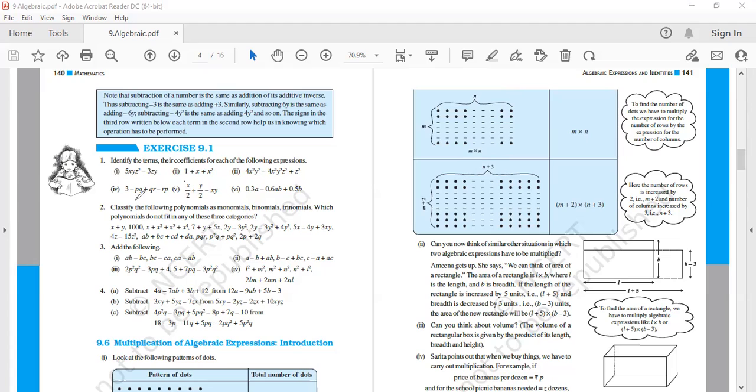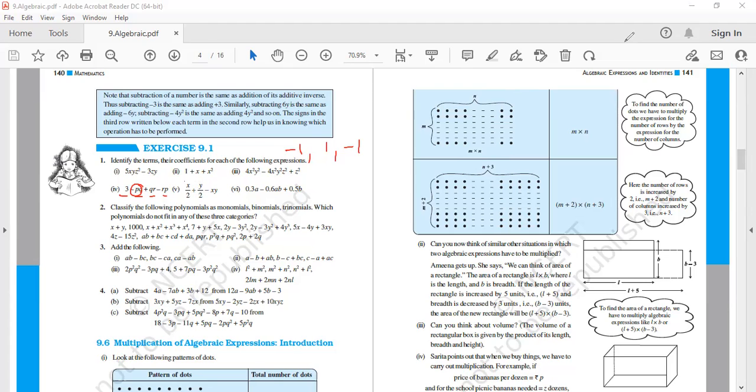Similarly, in the fourth one, the terms will be 3pq, minus pq, qr, and minus rp. There are four terms. Now the coefficients: that is minus 1, this is a constant. So this is minus 1 plus qr. These are the terms, and the coefficients in the fourth one are 3, minus 1, 1 comma minus 1.